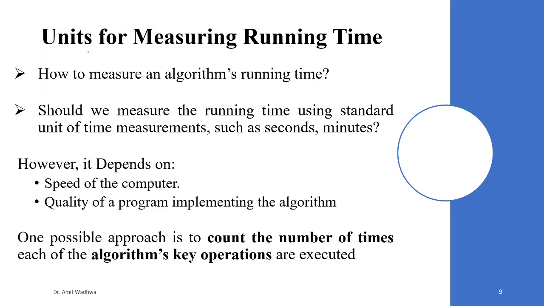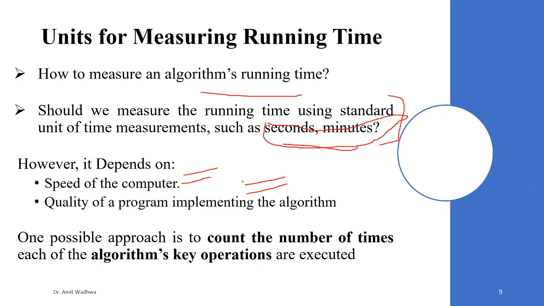Then, units for measuring the running time. In order to measure the running time of an algorithm, what generally comes to mind is that we can measure it in seconds and minutes. But these should not be the measures, because as we switch to different computers with different architectures, the seconds and minutes might vary. The speed of the computer can be slow, or the quality of the program we are implementing on that system can also affect its running time. From here we can understand that seconds and minutes should not be used to analyze the running time of an algorithm.